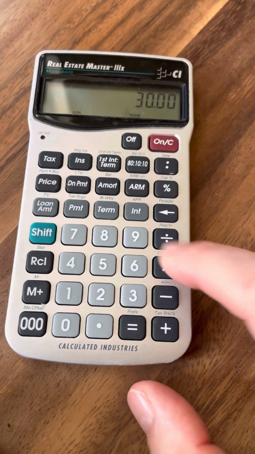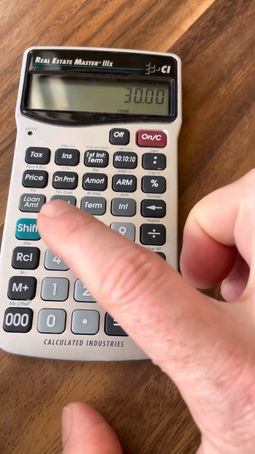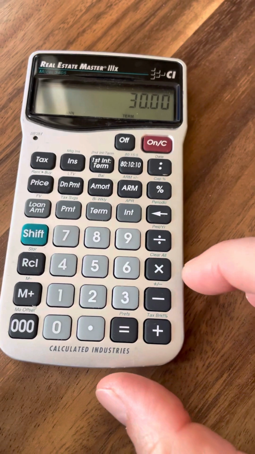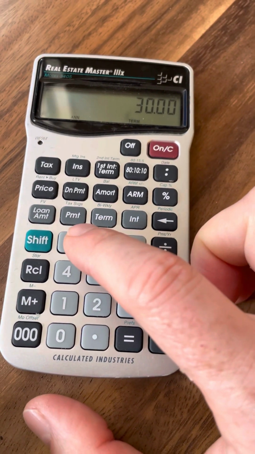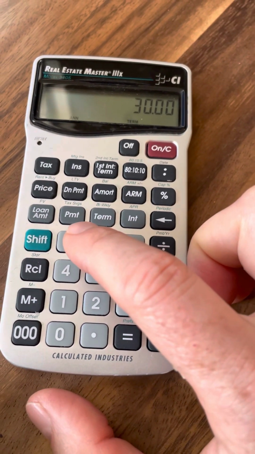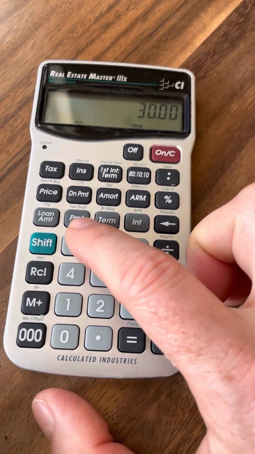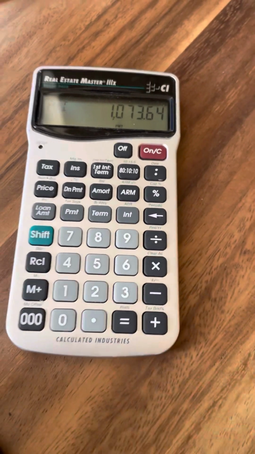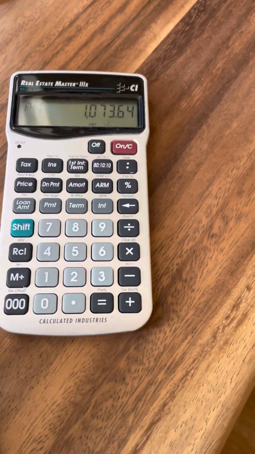So here's the cool part. Now that you have three of the four variables plugged in, all you do is hit the fourth button and it'll tell you what that fourth variable is. So in this case, we're solving for the payment. You just hit payment and boom, there is the monthly payment.